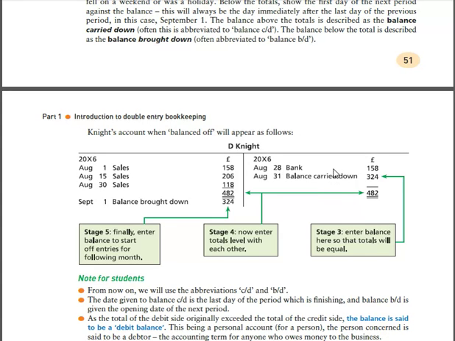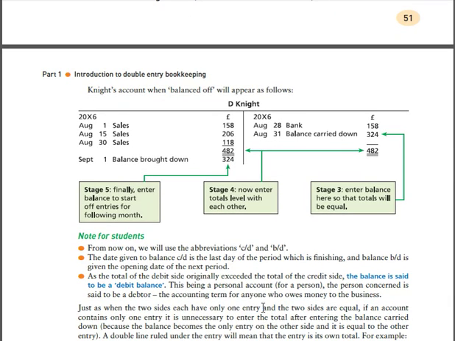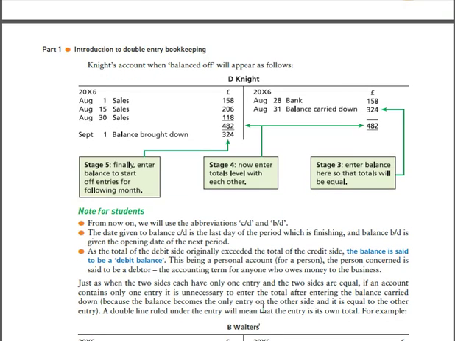Short form for carried down and brought down can be CD and BD, which is universally understood as carried down and brought down. Now, if we were to understand what this balance is called, it is a debit balance, because the credit side fell short in the last period. So whatever balance we have is going to be a debit balance in this regard.